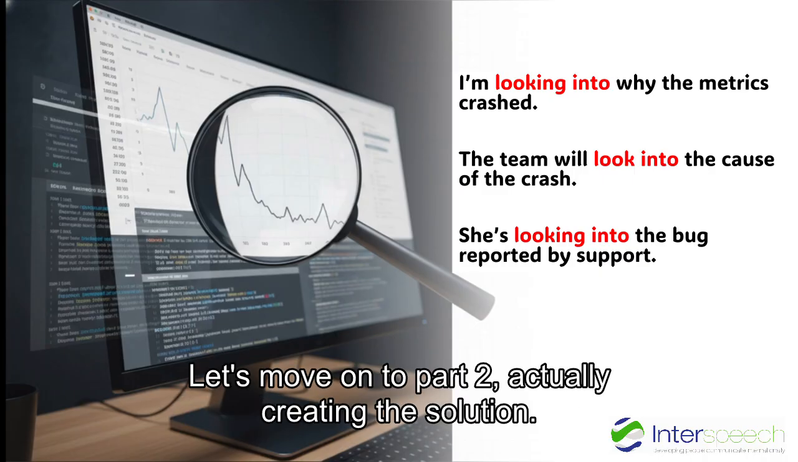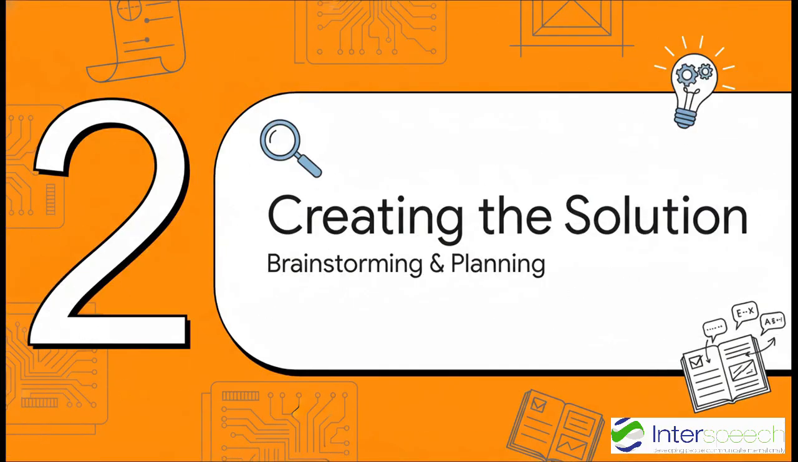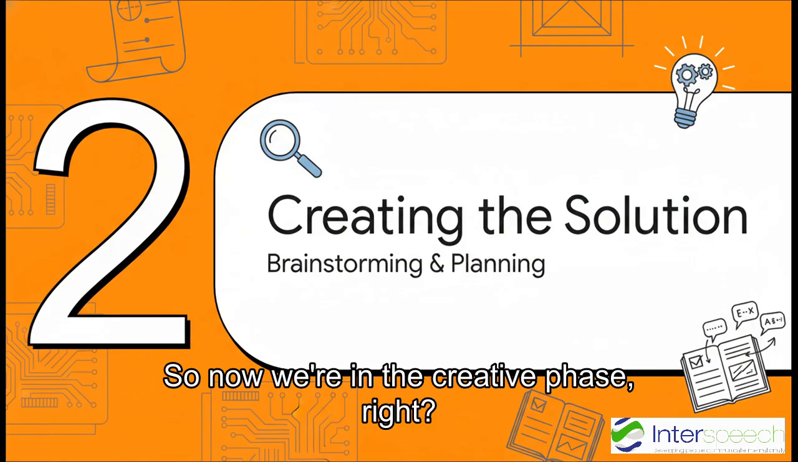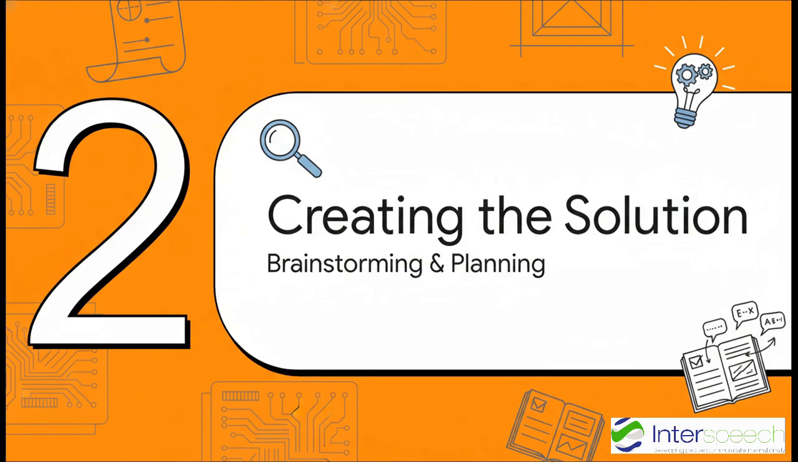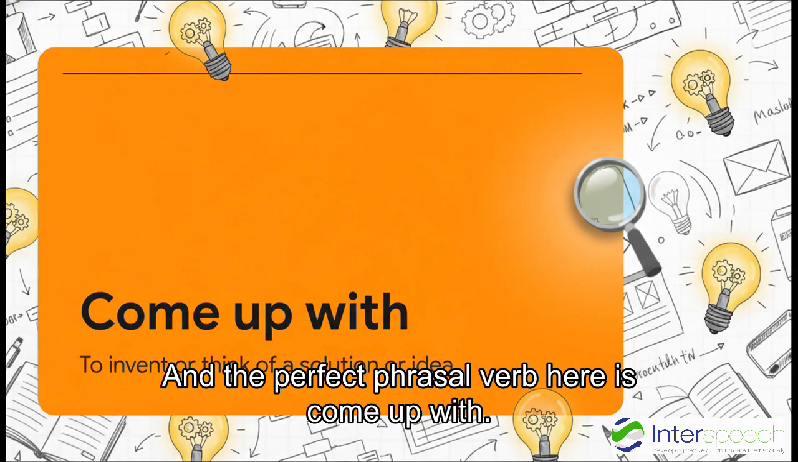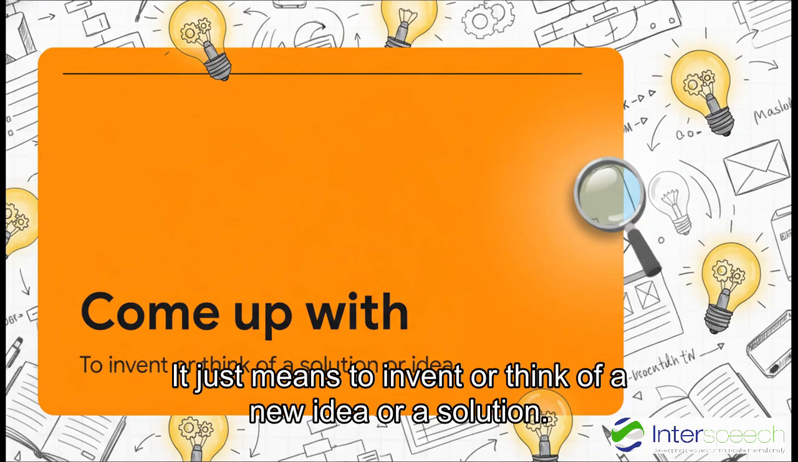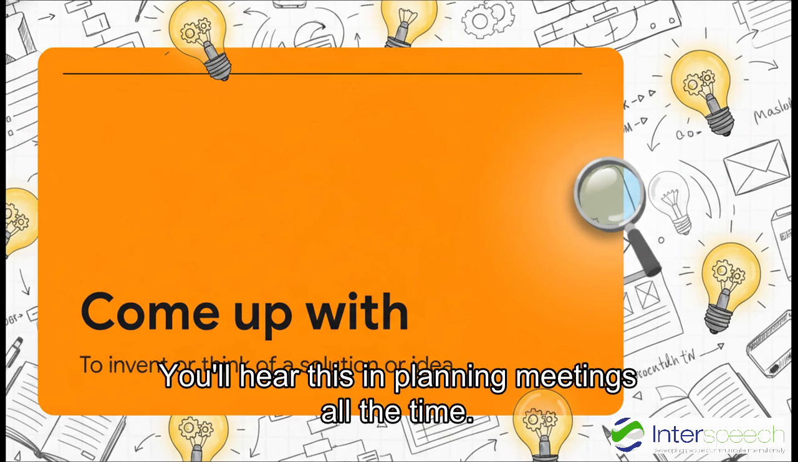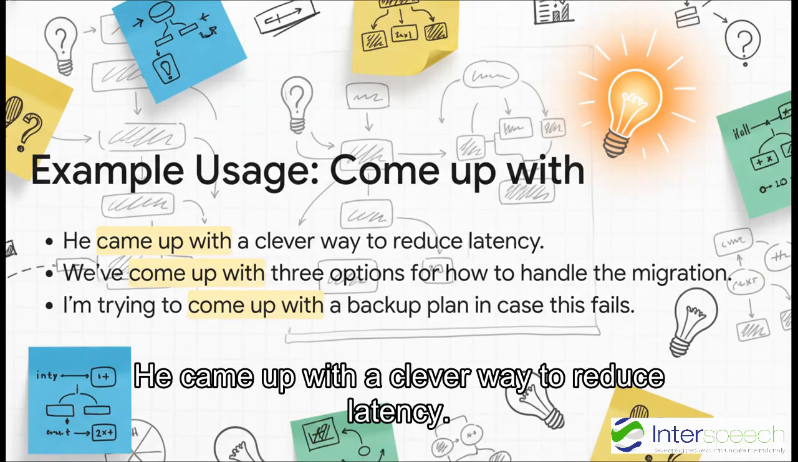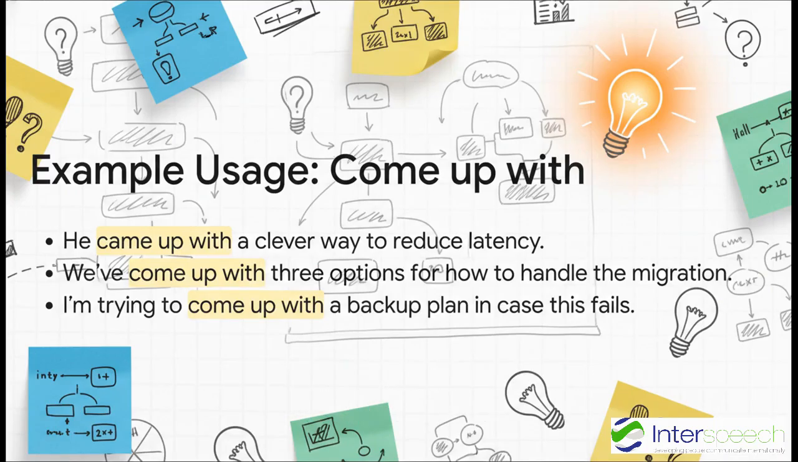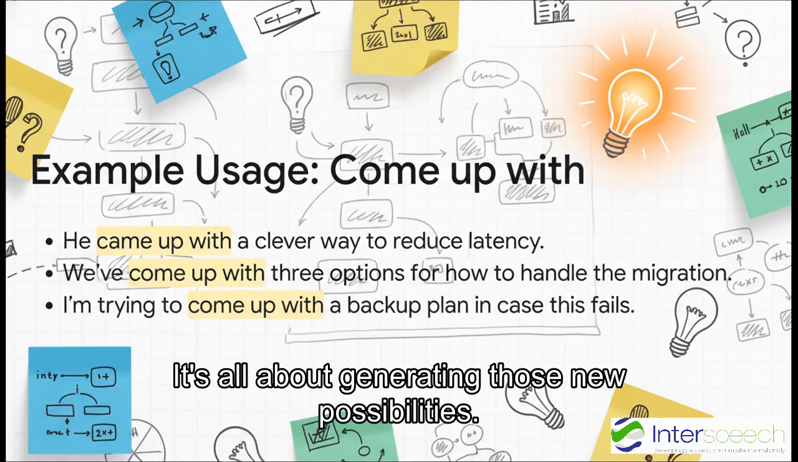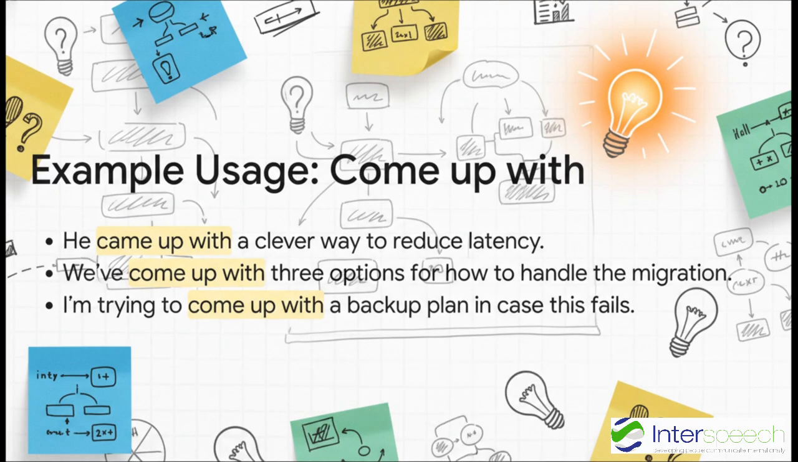Let's move on to part two, actually creating the solution. This is all about ideas, brainstorming, and making a plan. So now we're in the creative phase, right? And the perfect phrasal verb here is come up with. It just means to invent or think of a new idea or a solution. It's all about that spark of creation. You'll hear this in planning meetings all the time. Something like, he came up with a clever way to reduce latency. Or, we've come up with 3 options for the migration. It's all about generating those new possibilities.